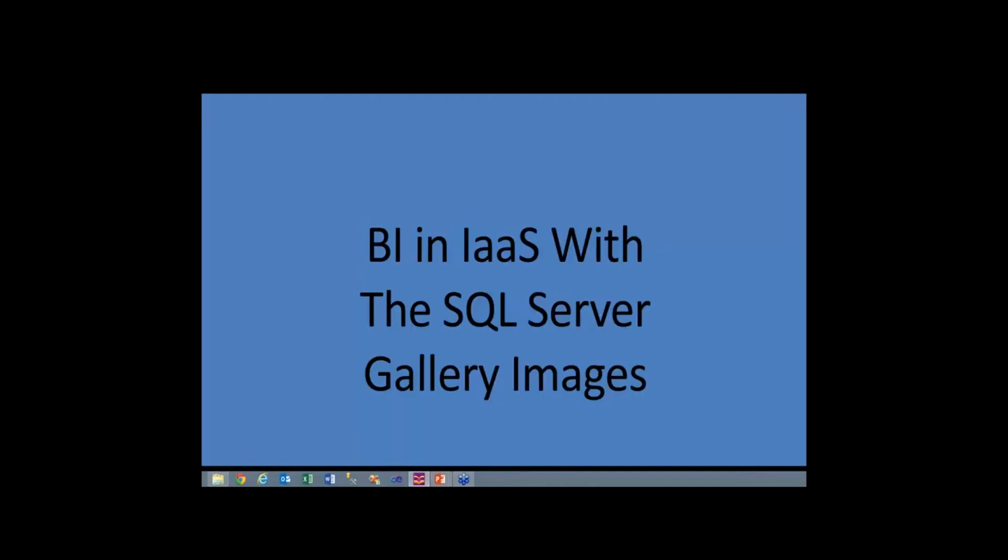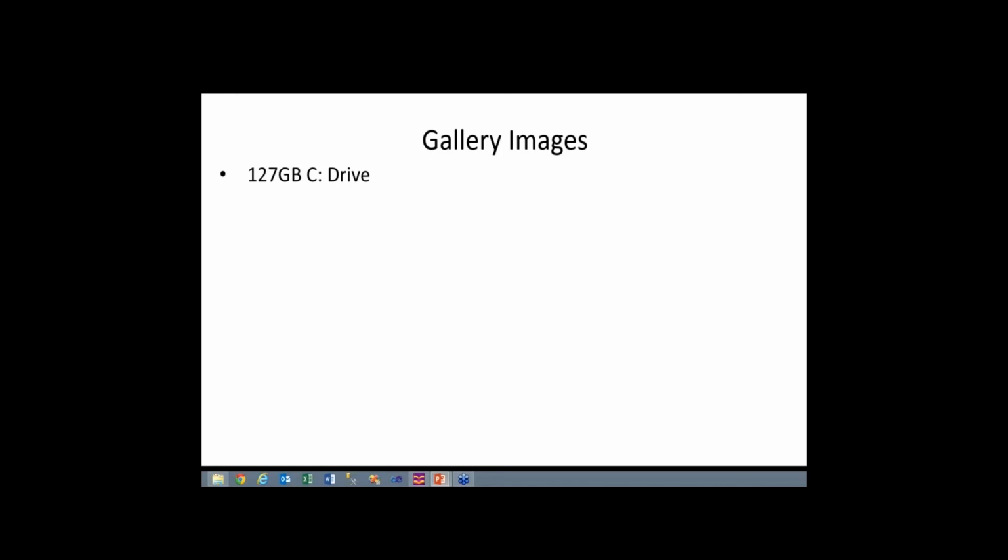All right, so let's move along here. So what is in those gallery images? There's quite a few gallery images out there. They've actually increased the size of these recently. They're up to 127 gigs on the C drive now. They have multiple SQL Server editions, so you can get an Enterprise Edition gallery image, you can get a Standard Edition, and you can get the Web Edition.